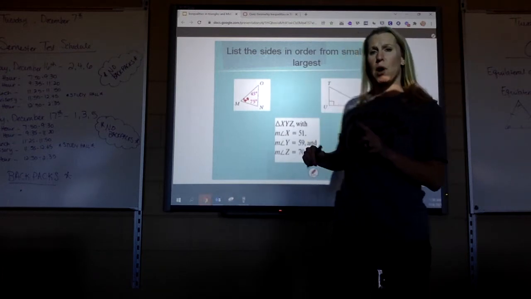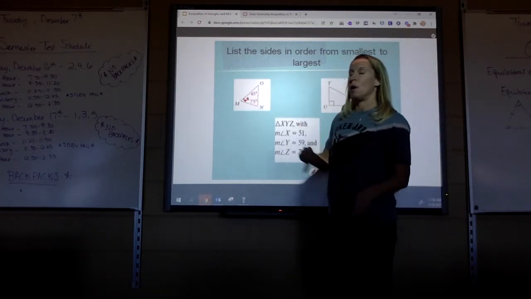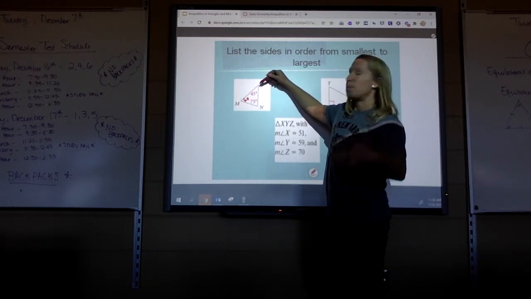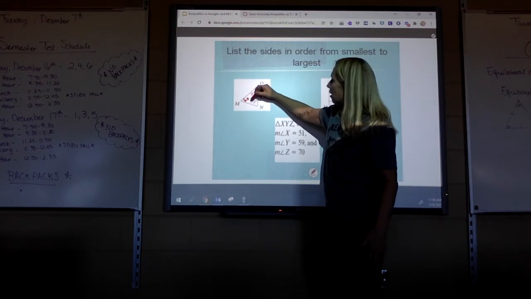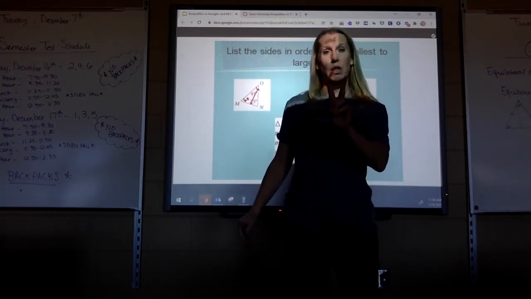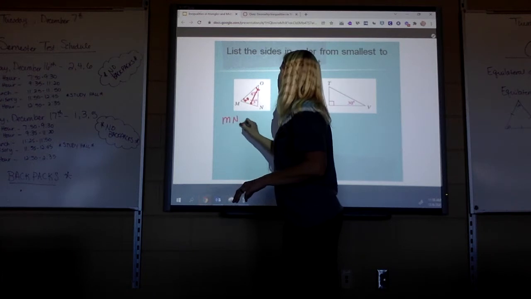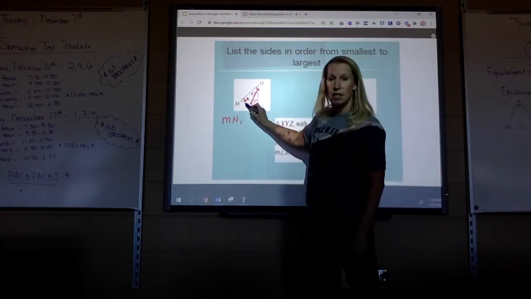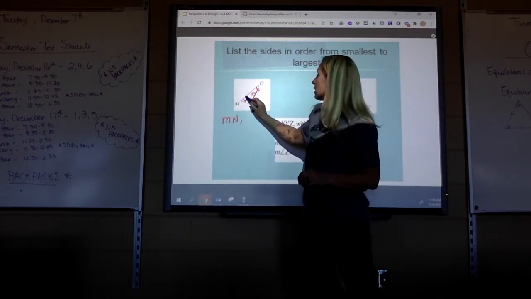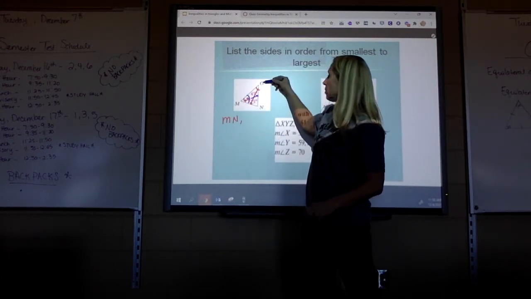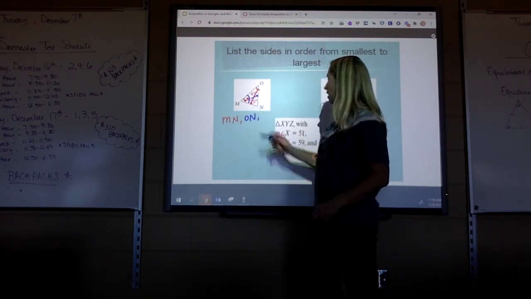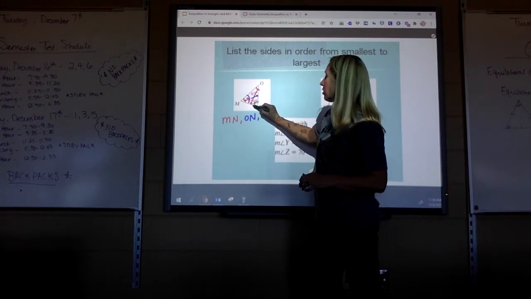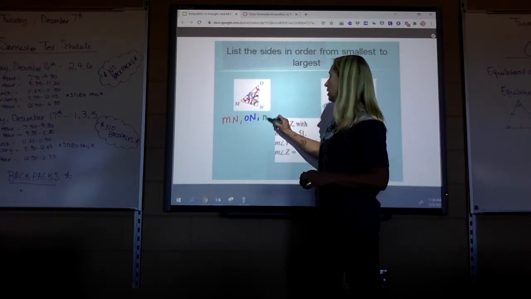What is your smallest angle in here? Well, the smallest angle is angle O, which is 45 degrees. So the side opposite it, we name sides with two letters, would be MN. Then the second smallest angle would be the 60 degrees, angle M. So the side opposite would be ON. And then the biggest angle is angle N, which is 75 degrees. So the side opposite would be MO.